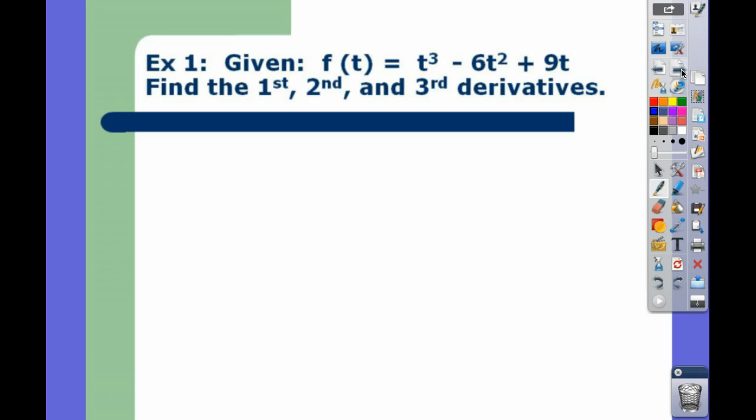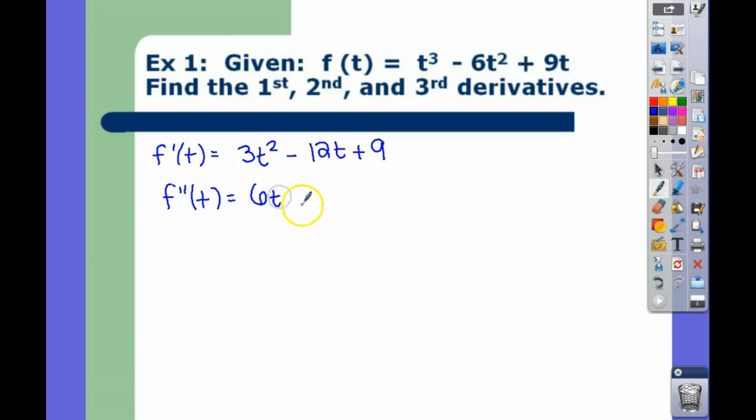One last problem. We have f of t given to us. This would kind of be like the position of a particle. Find its derivative, so find f prime of t. So the derivative of t cubed becomes 3t squared minus 12t plus 9. That's your first. Then it asks you to find the second. So now we take the derivative of this. So 3 times 2 is 6t minus 12. Your third derivative of 6t is 6. I know it doesn't ask it. What would the fourth be? 0. Yep.